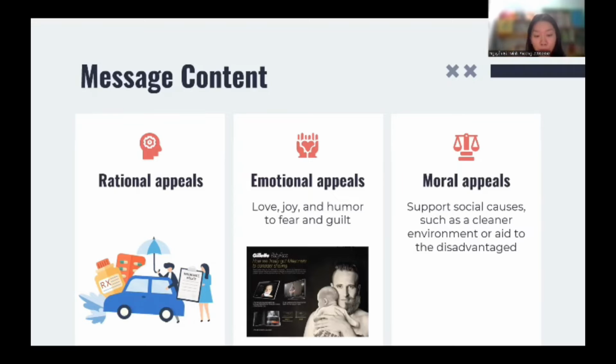Examples are car insurance and tutoring; ads for medication, cookware, and cleaning products are also more likely to contain rational appeals. Emotional appeals attempt to stir up either negative or positive emotions that can motivate purchase. Communicators may use emotional appeals ranging from love, joy, and humor to fear and guilt.